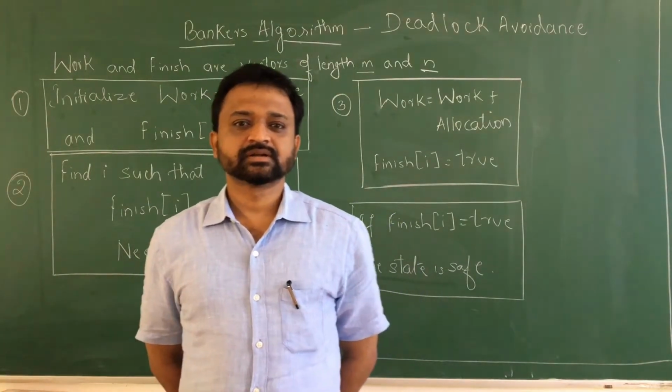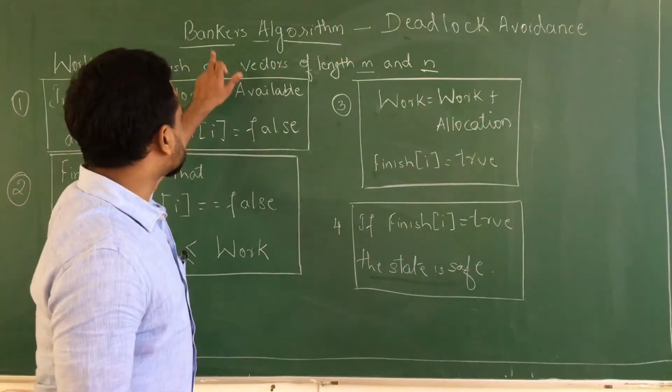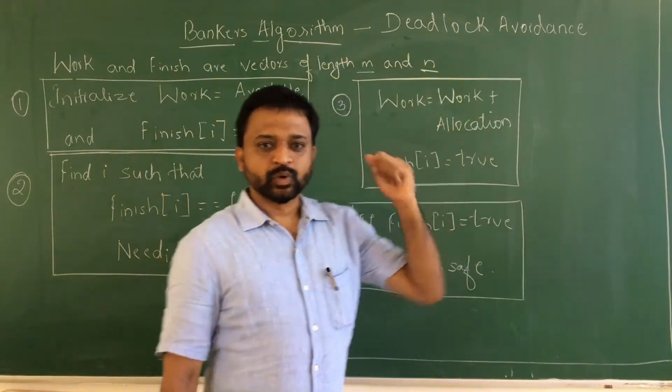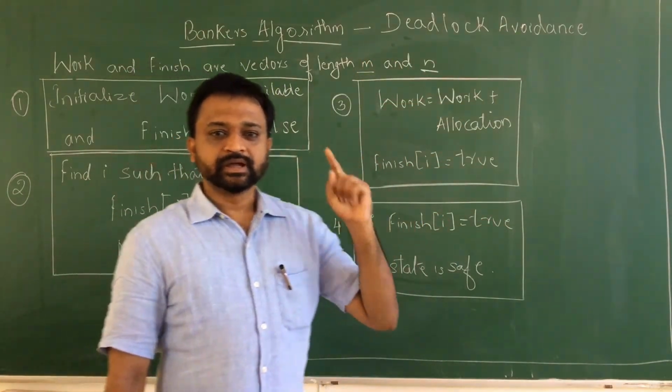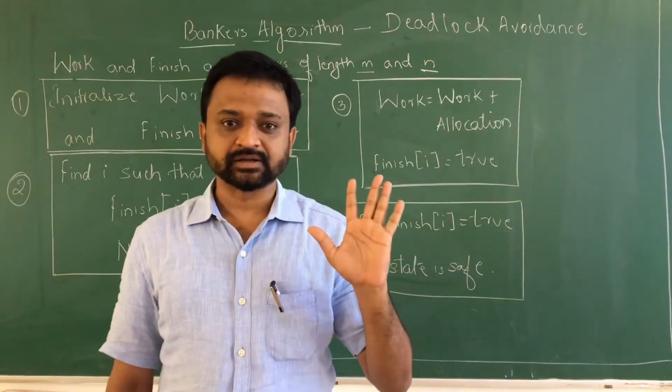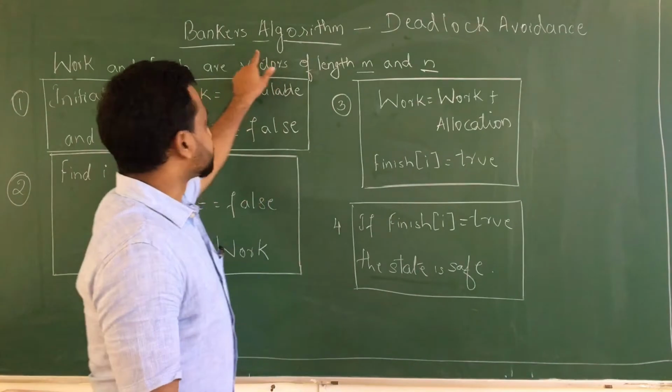Hello everyone. Today we are seeing the new topic, Banker's algorithm. This is a part of deadlock avoidance technique. So why is Banker's algorithm necessary? In the resource allocation graph, multiple instances of the resources fail. So we are going for Banker's algorithm.